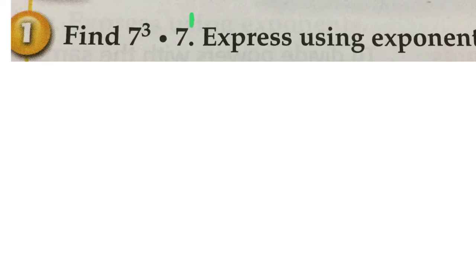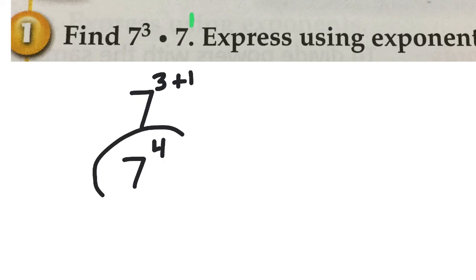So now I'm multiplying powers. Do they have the same base? 7 and 7. Yes, they have the same base. So we keep that base the same, and then we want to add the exponents. So that would give us 3 plus 1, which is the fourth power. So 7 to the third times 7 is 7 to the fourth power.